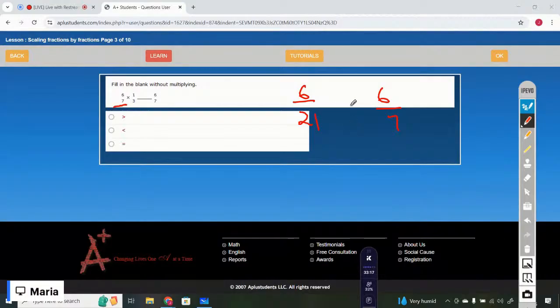6 over 21 is less than 6 by 7. Option number 2 is the correct option. Smaller it is.